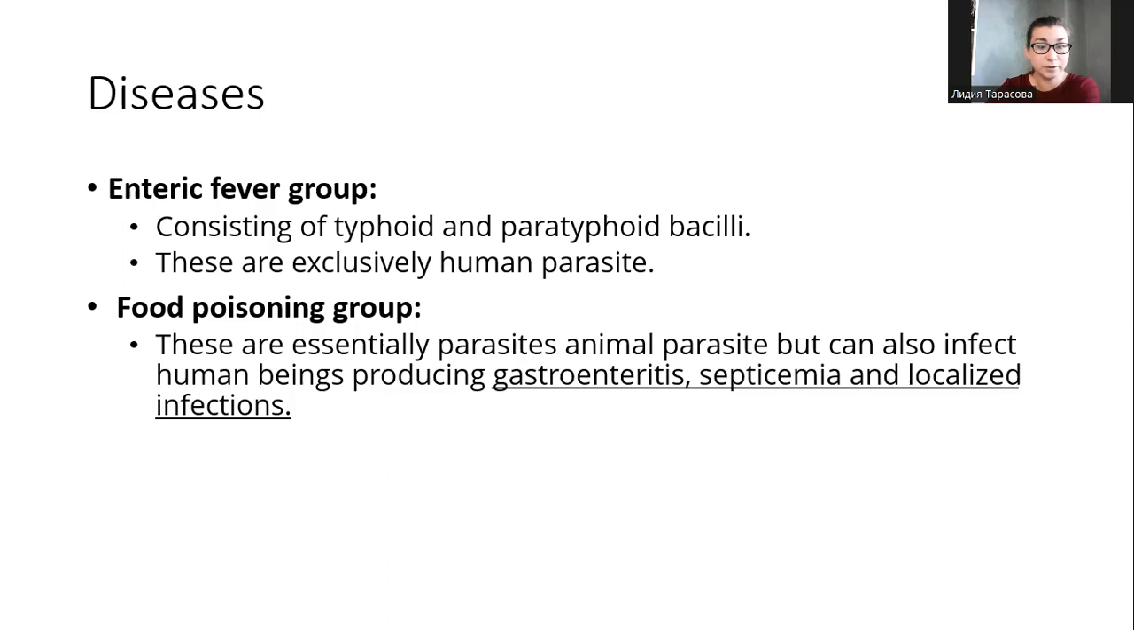Diseases. Diseases caused by Salmonella can be divided into two groups. The enteric fever group, consisting of typhoid and paratyphoid bacilli, are exclusively human parasites. And the food poisoning group, which we meet more often in our life, are essentially animal parasites but can also infect human beings, producing gastroenteritis, septicemia, and localized infection.